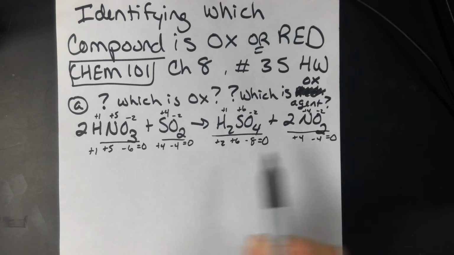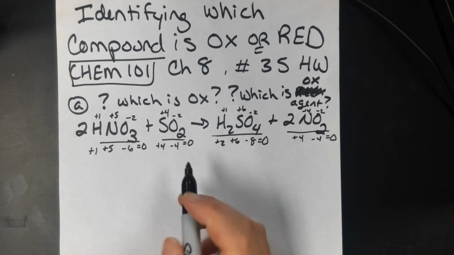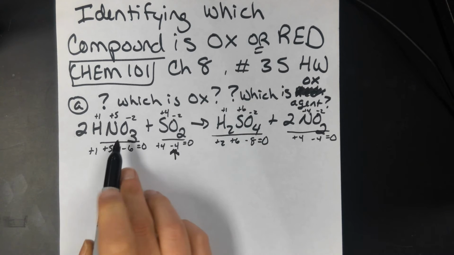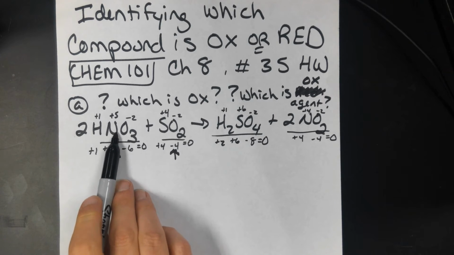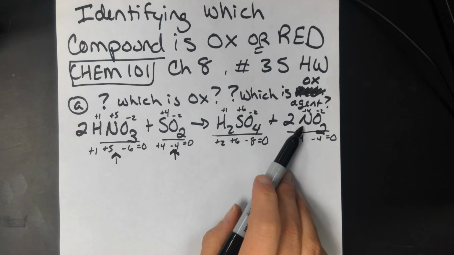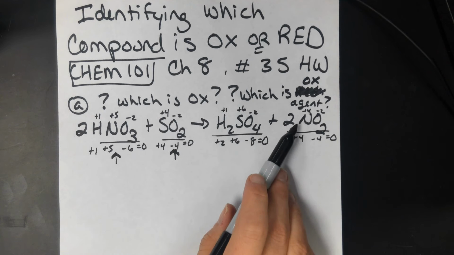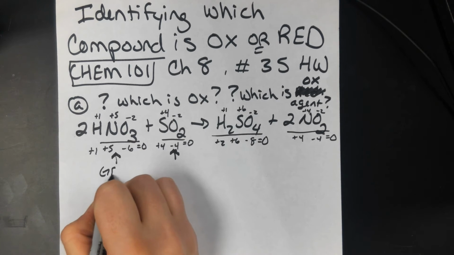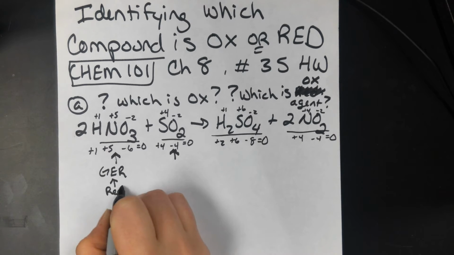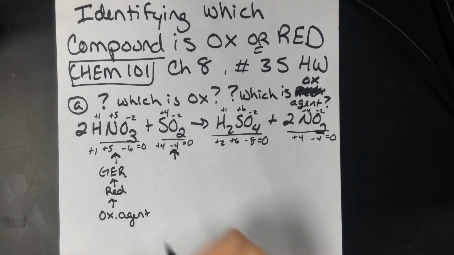So N goes from +5 to +4, and sulfur goes from +4 to +6. So I can identify this here. Is this reduced or oxidized? N goes from +5 to +4. Do you gain electrons to do that, or lose electrons? You gain electrons to go from +5 to +4. So you gain electrons, so you are reduced. Therefore, you are the oxidizing agent. Correct?